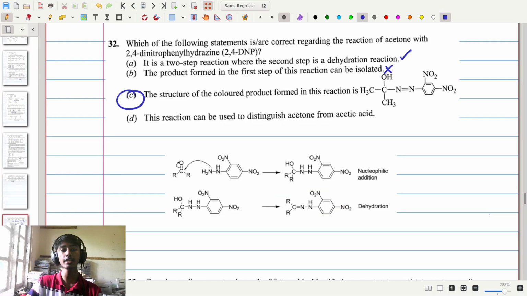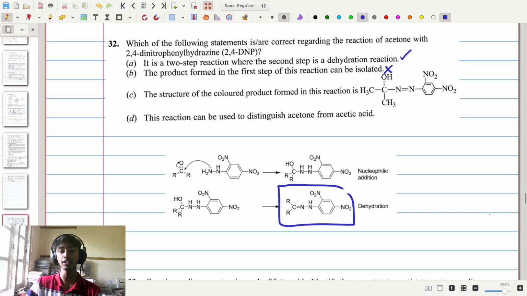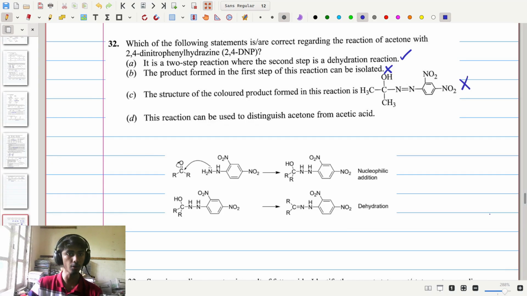Now moving on to C, it says the structure of the colored product formed in this reaction is this compound right here. Now this is incorrect as the actual colored product formed here is this structure right here. We can see the nitrogen-nitrogen double bond is incorrect. It should instead be a nitrogen-nitrogen single bond. There should be hydrogen on the nitrogen, and also we should have a double bond here, and this OH should have gone with the hydrogen that was there on this nitrogen right here. So therefore this should be gone, and we should instead have this structure right here as the colored compound created. So therefore statement C is also wrong.